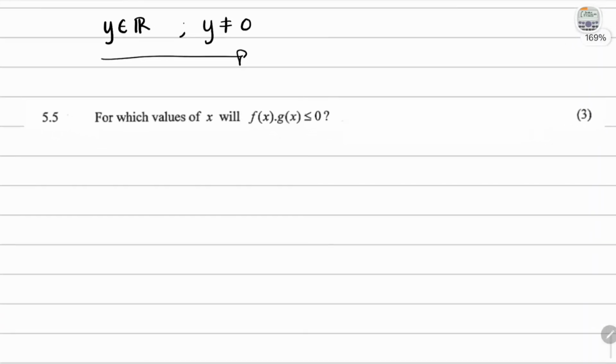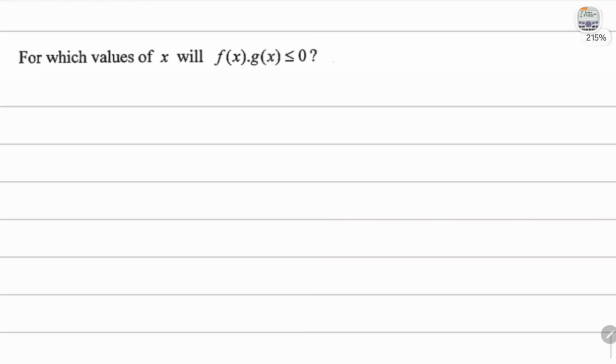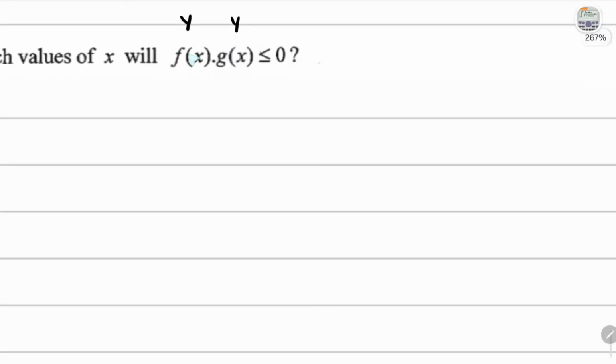Question 5.5 says, for which values of x will f of x multiplied by g of x be less than or equal to 0? Okay, so what they are referring to when they say f of x and g of x is the y values of f and the y values of g. Where do we get values where we multiply them and they give us something that is negative or equal to 0? Okay, so let's look at the possible options. If the y values of f are positive and you multiply them with the y values of g, which happen to be negative, then they will give us values less than 0.